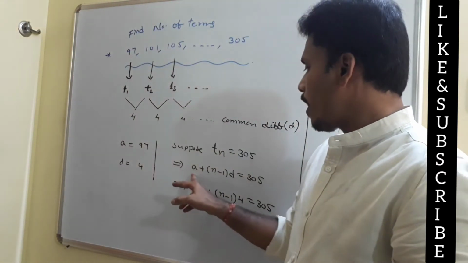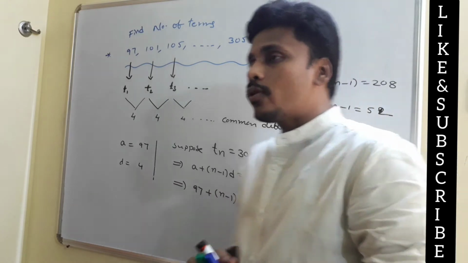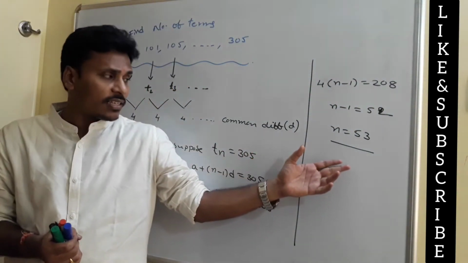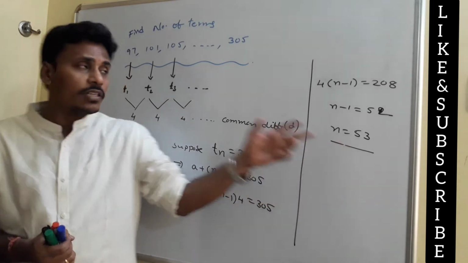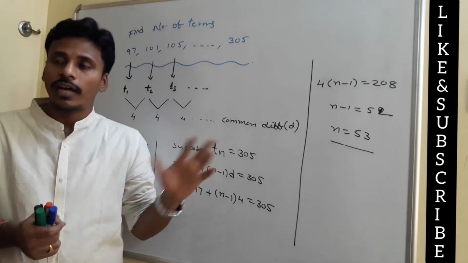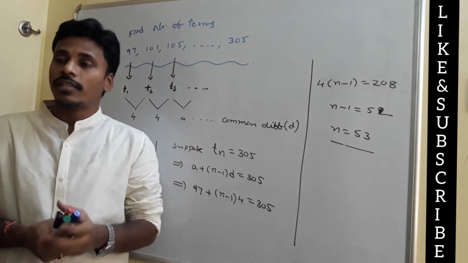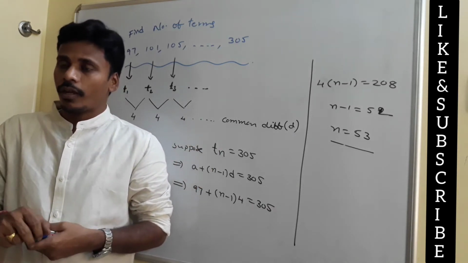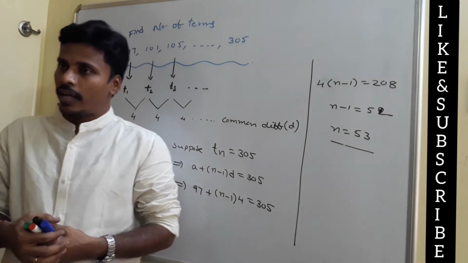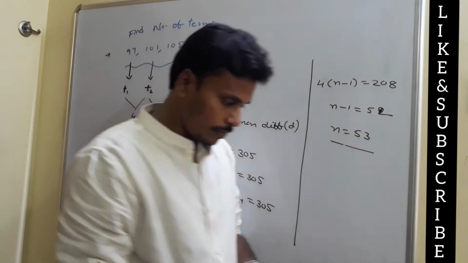By replacing the a and d values here, you get that the n value is 53. So it suggests that the 53rd term is this 305. That means there are only 53 terms in this arithmetic sequence. This is something about the nth term, related to a few problems on the nth terms of the arithmetic sequence. Have a look.